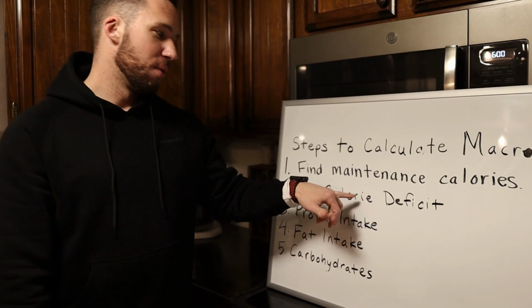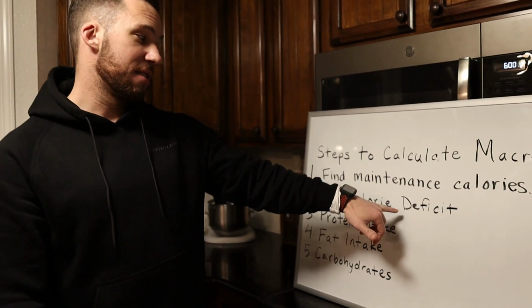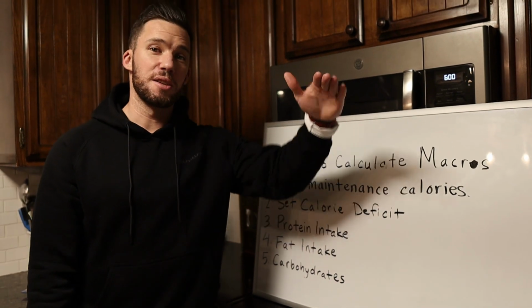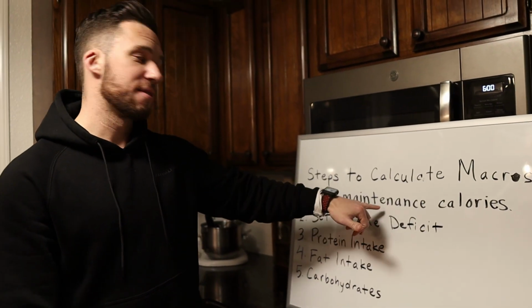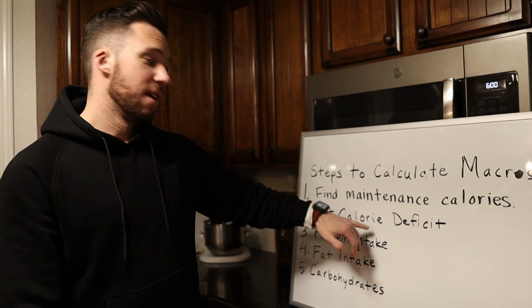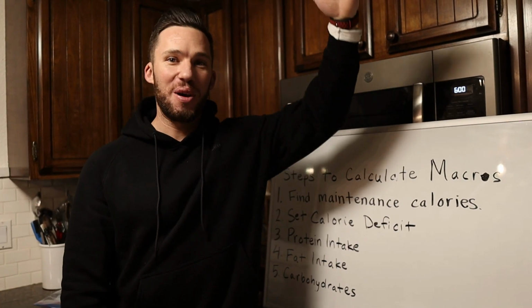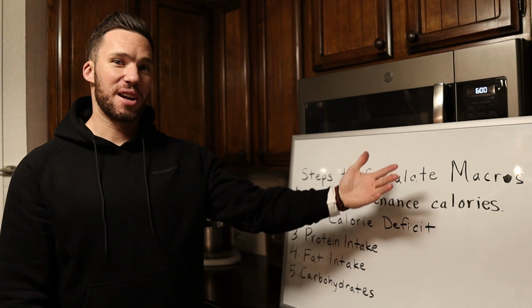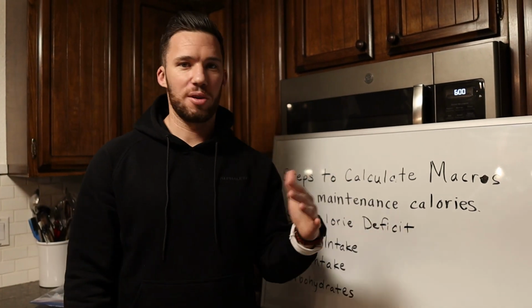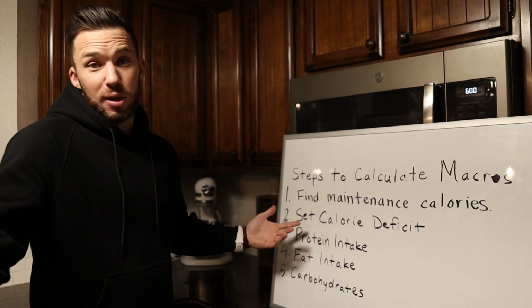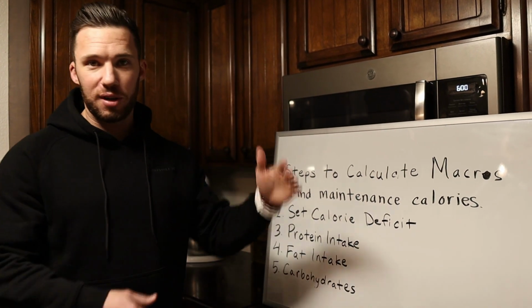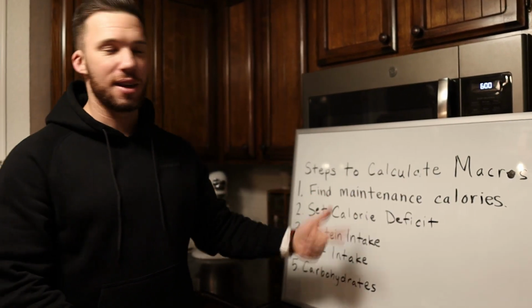Then we've got to set a slight calorie deficit. Deficit just means a little bit fewer calories than your body needs for maintenance. There's also what's called a calorie surplus. That's slightly more, or it could be way more, calories than your body needs. That's going to cause you to gain weight or body fat, or build muscle too. So you've got a calorie deficit, a surplus, and your maintenance calories.